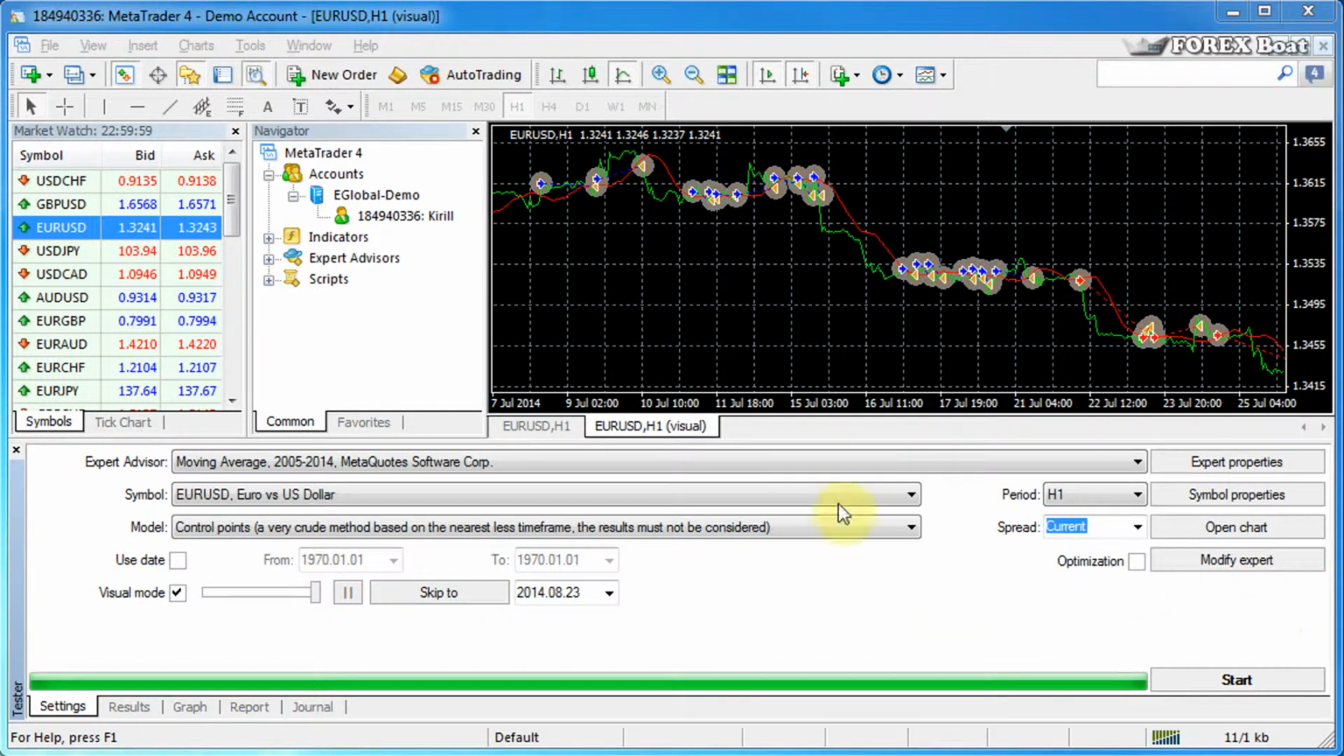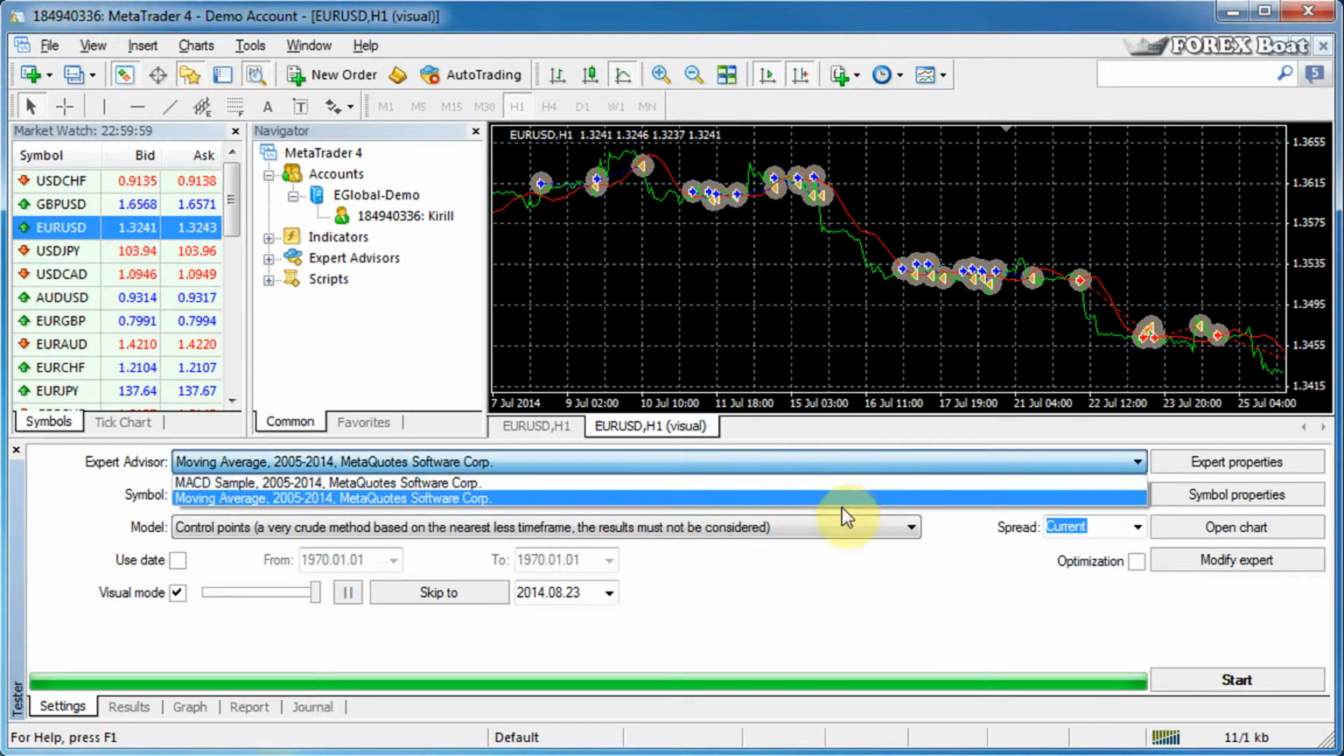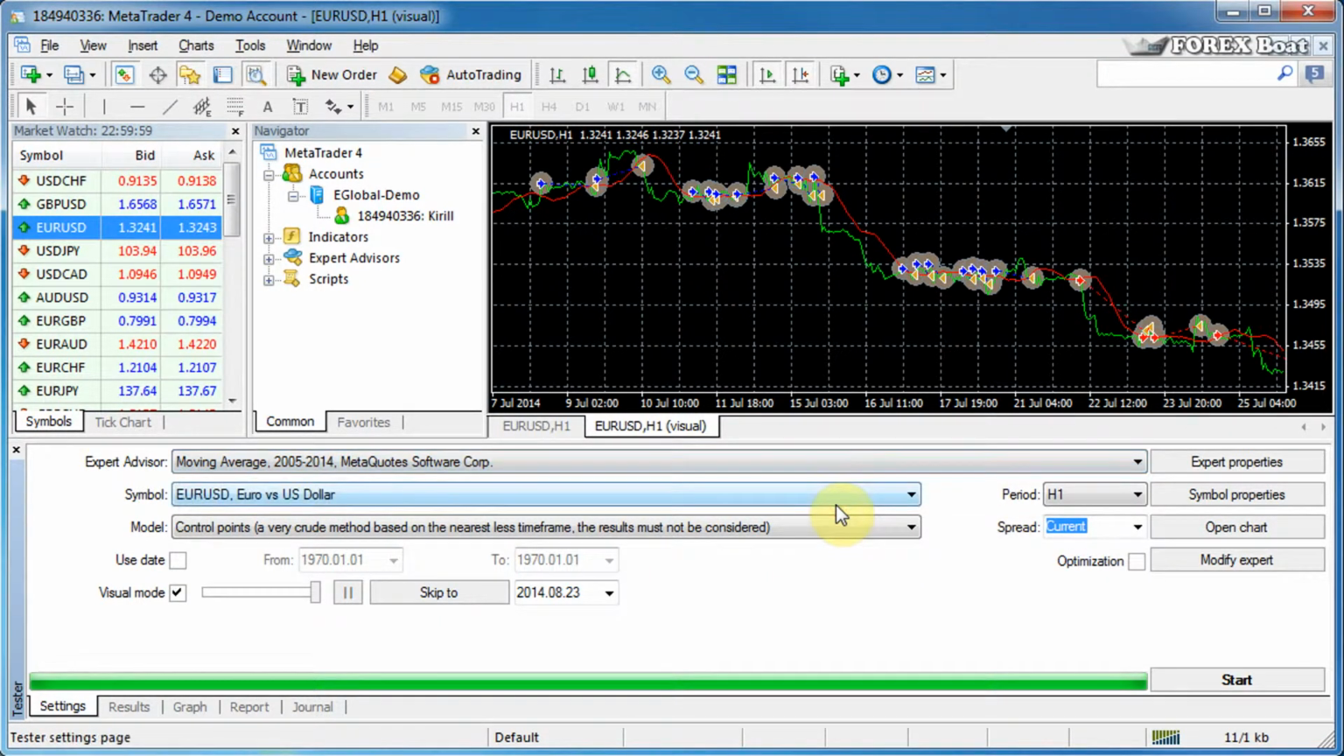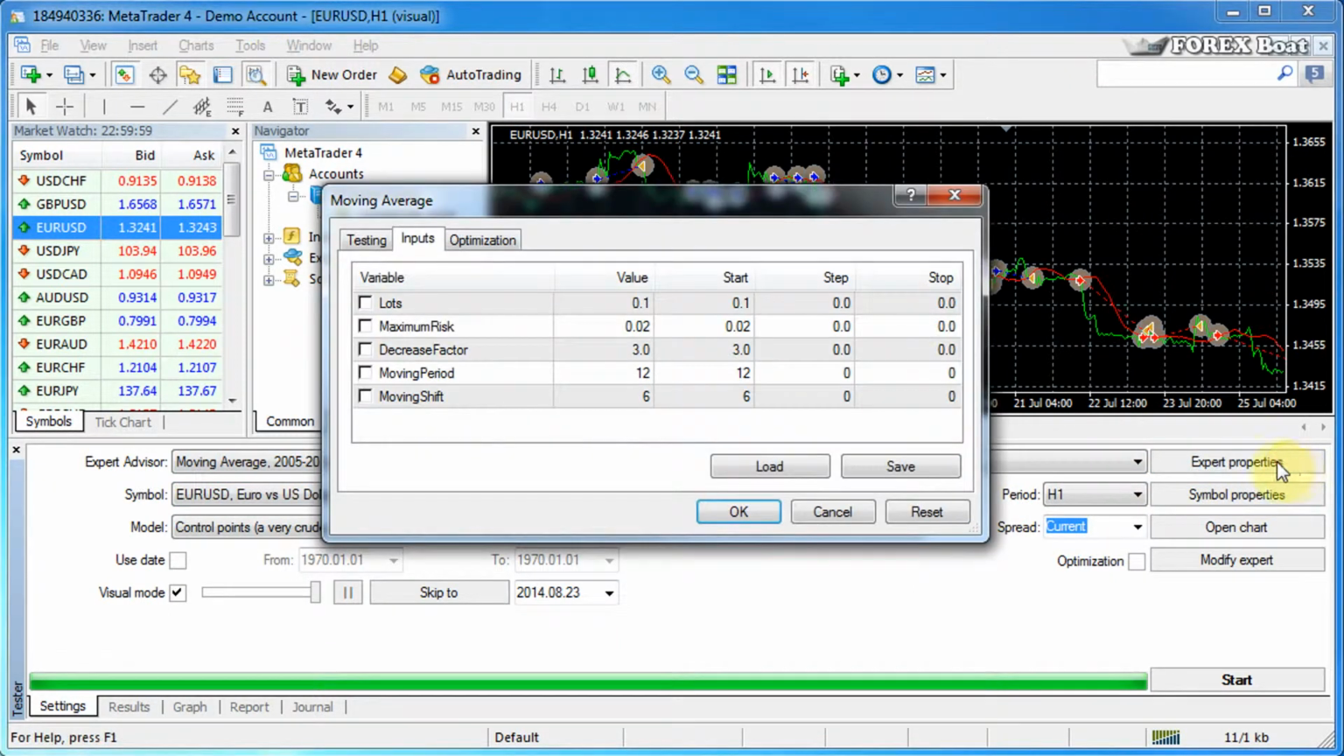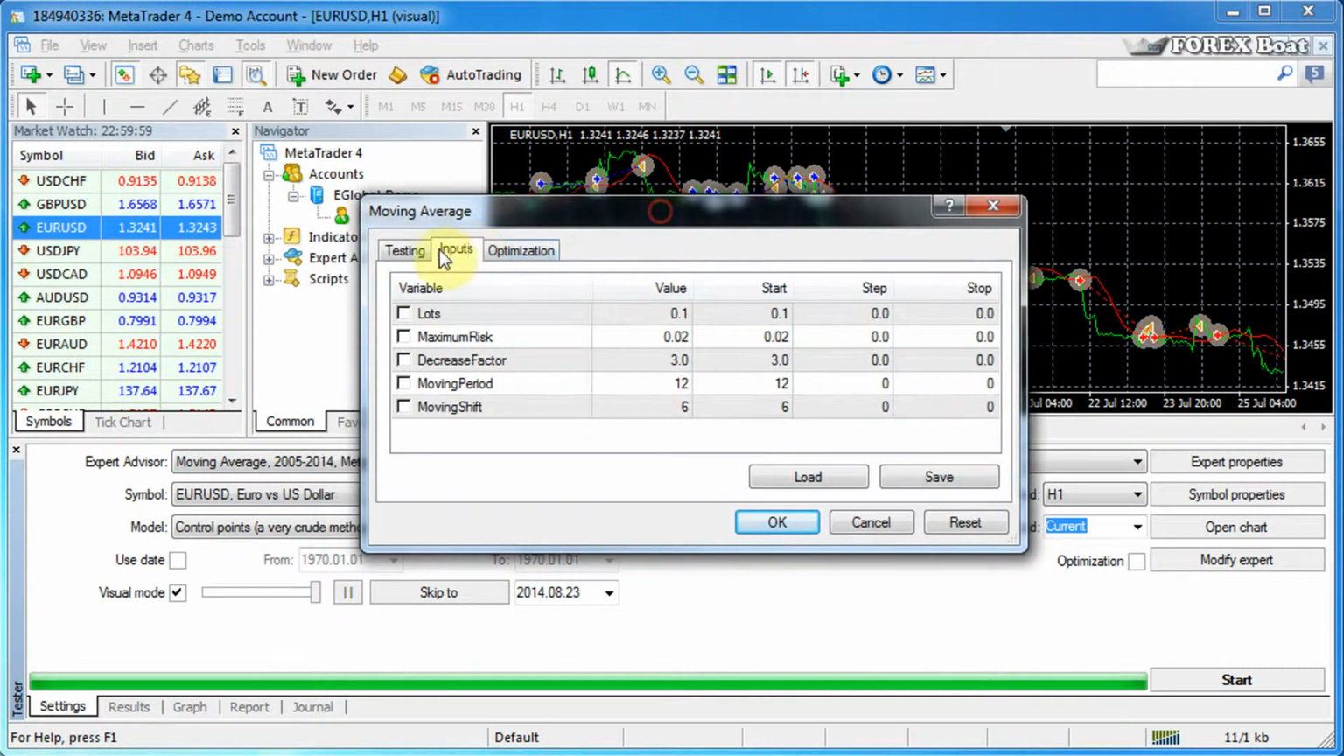As you can see here, I have the MetaTrader 4 platform open in front of me. At the bottom I have the strategy tester window open. Now what we're going to do is just select any expert advisor of the available ones, and click this button up here, expert properties. So these are the expert properties settings window, and it has 3 tabs.